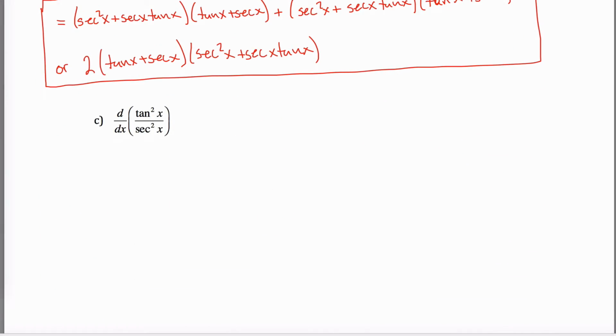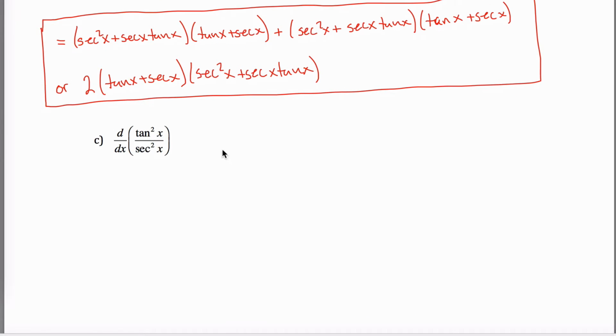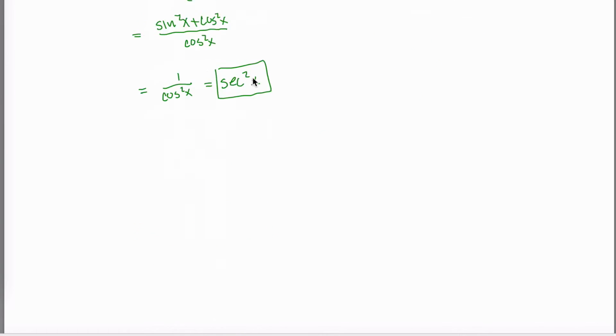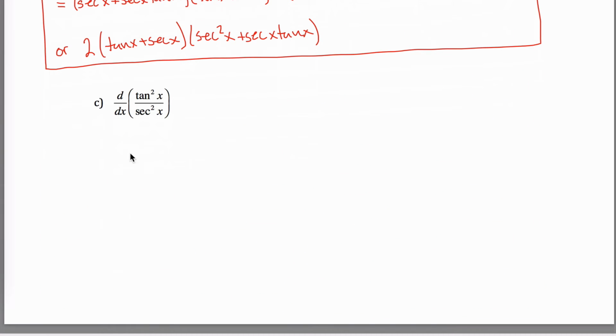This one's kind of a mess, unless you happen to know some trig identities, then it gets a little bit easier. Note that tangent is sine over cosine. And I think I gave you that on the first page, maybe. Yeah, tangent is sine over cosine, and secant is 1 over cosine. So I can rewrite this.